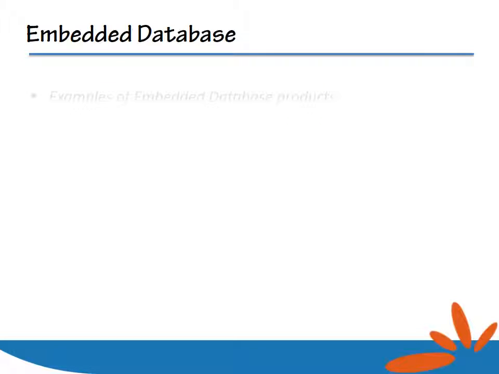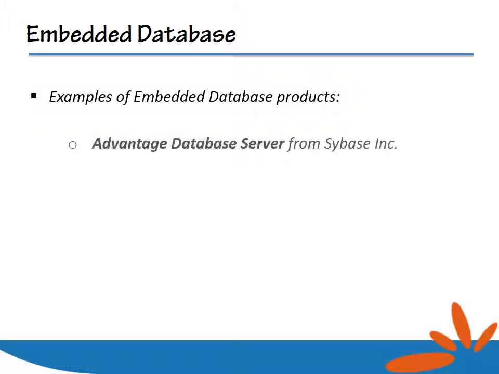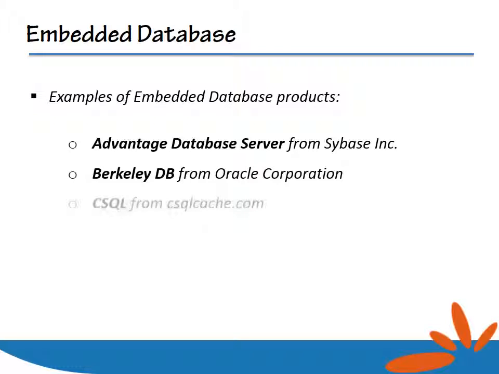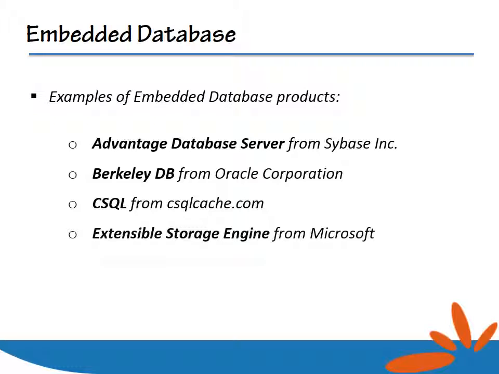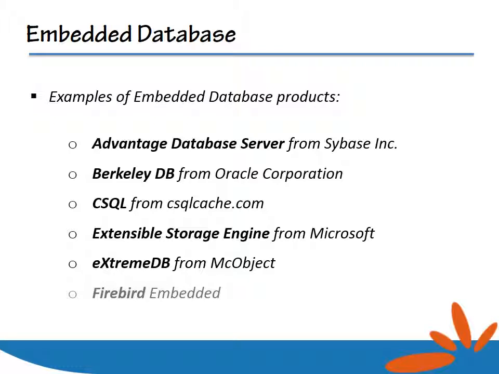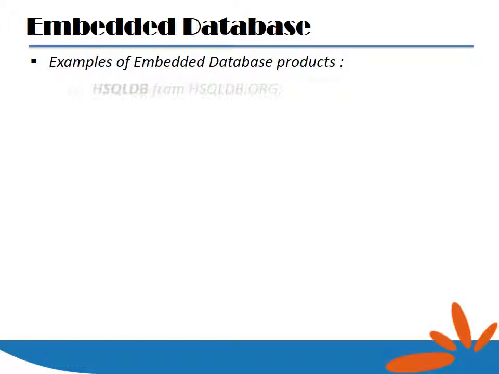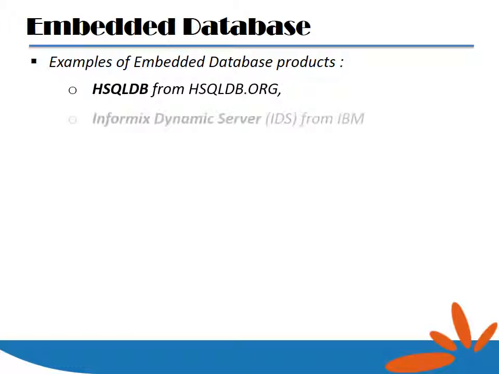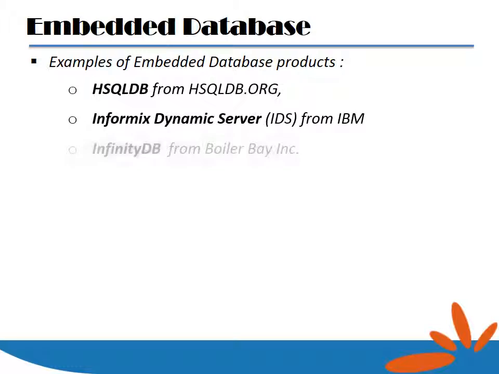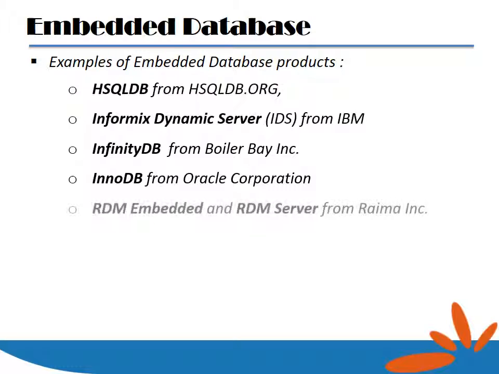What are the examples of an embedded database? EmbeddedDBase Incorporated, Berkeley DB from Oracle Corporation, CSQL from csqlcatch.com, Extensible Storage Engine from Microsoft, ExtremeDB from McObject, Firebird Embedded, HSQLDB from HSQL Unix Server, IDS from IBM, InfinityDB from Boiler Bay Incorporated, InnoDB from Oracle Corporation, RDM Embedded and RDM Server from Raima Incorporated, SolidDB, SQLite, SQL Server Compact from Microsoft, and Embeddable Key Value Storage.